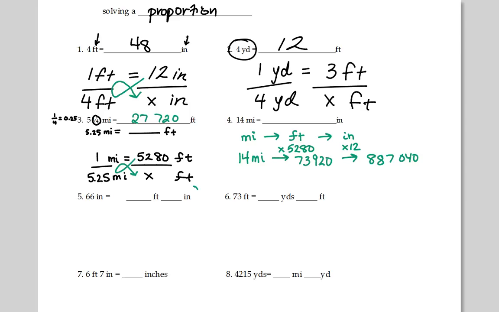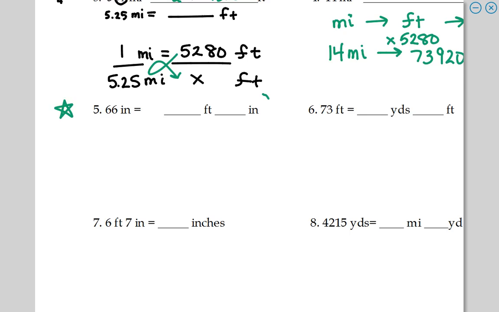Okay, I'm going to put a star on 5 and 6 because these are hard. These ones you have to think about division with remainder. I'll write that in with you. Division with remainder.